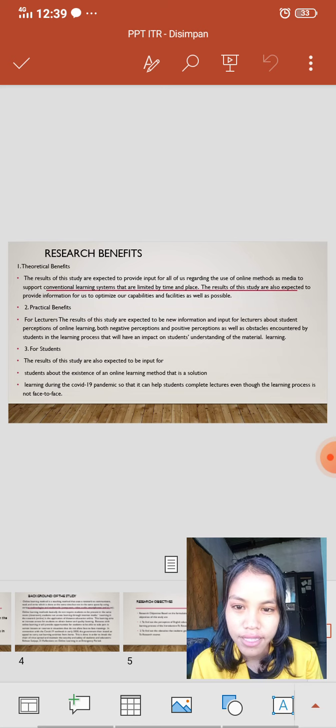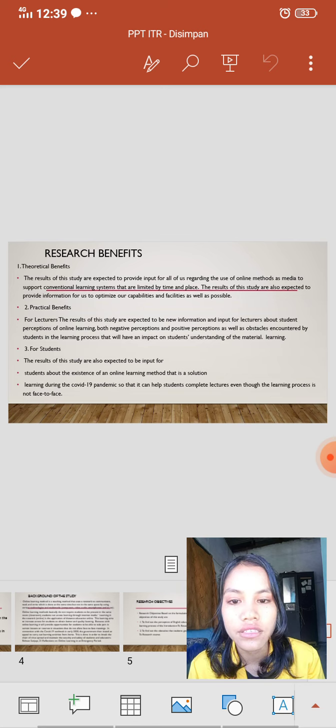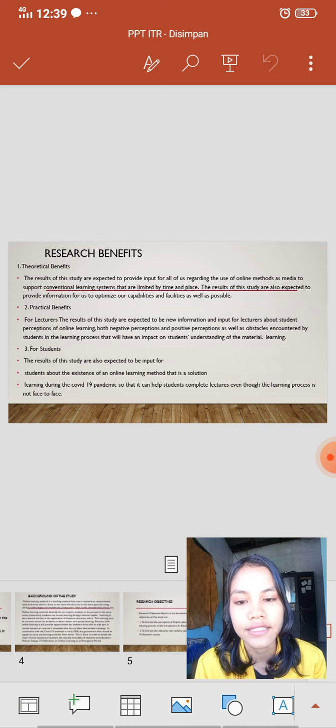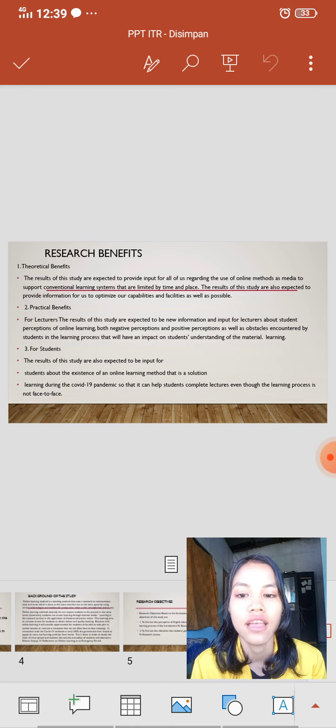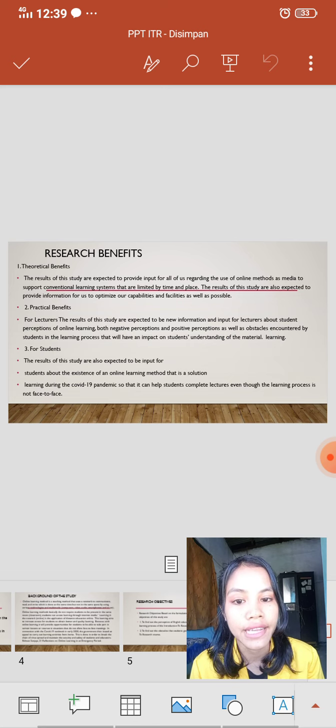And for students, the results of this study are also expected to be input for students about the existence of an online learning method that is a learning solution during the COVID-19 pandemic, so that it can help students complete lectures even though the learning process is not face-to-face.